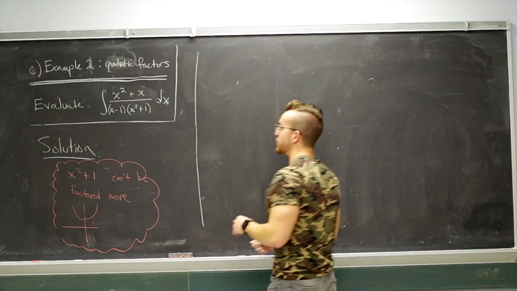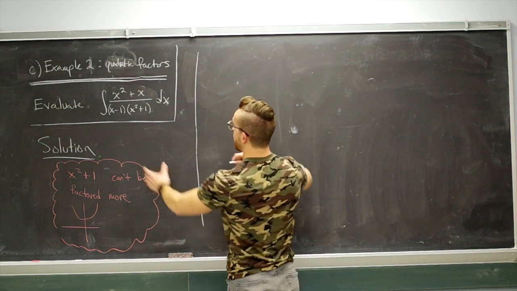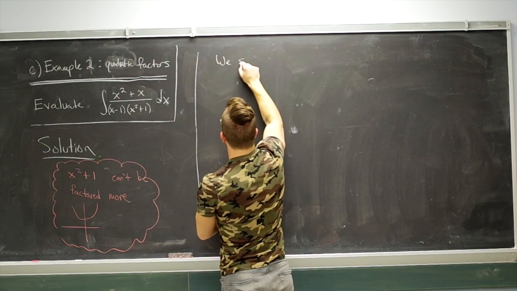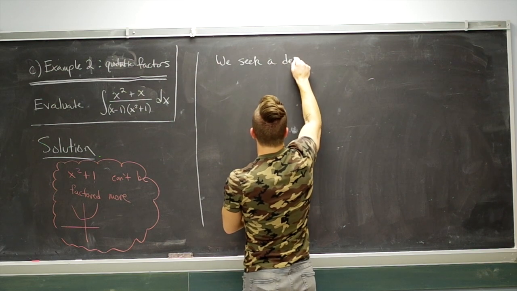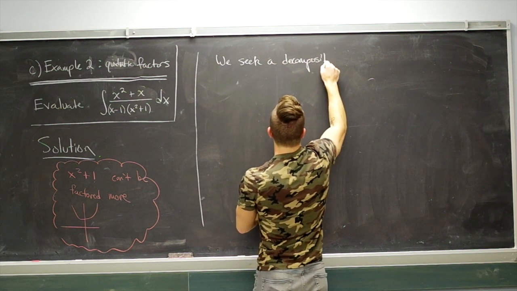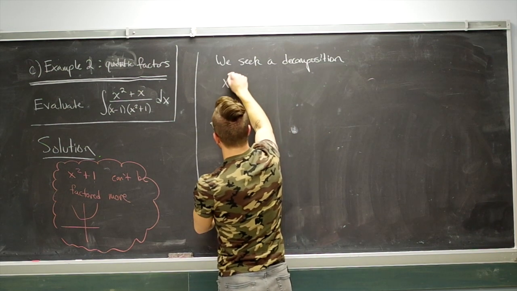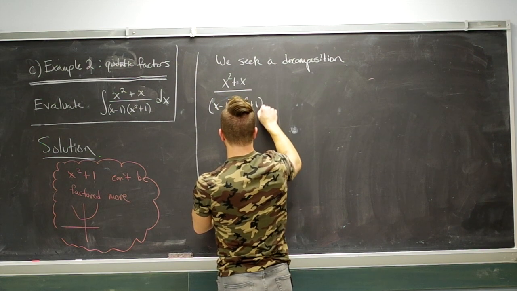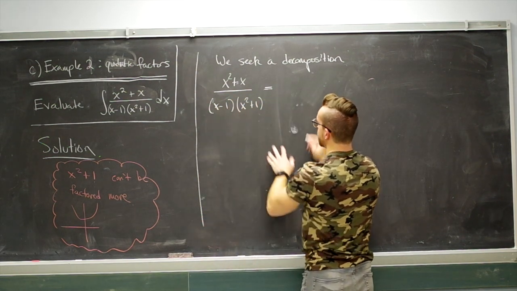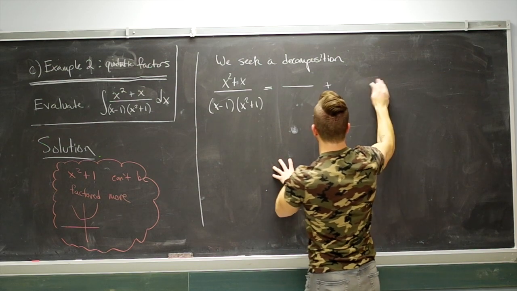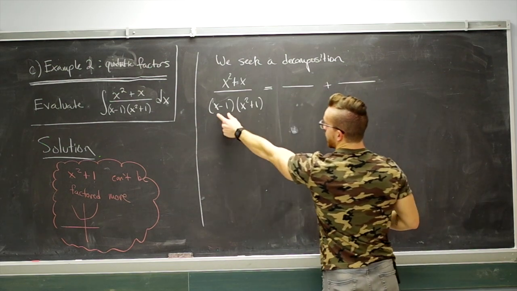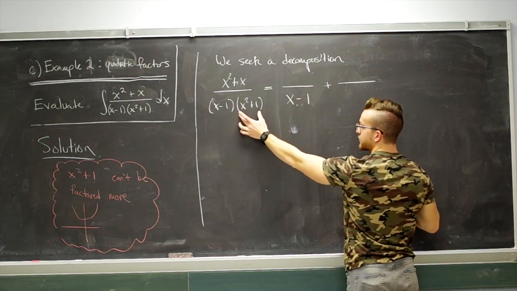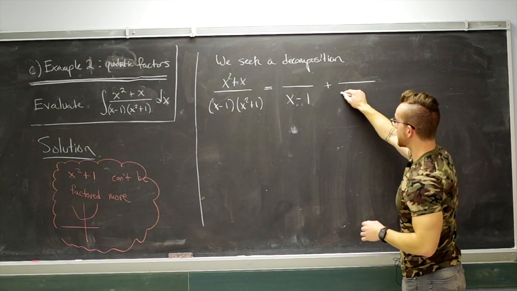Well, let's proceed just like we did in the previous example. We start out by wanting to decompose this into simpler fractions. This time we have two factors again, so I want to split this up into two fractions. One of them will have a denominator of x minus 1. The other one is the irreducible quadratic factor, x squared plus 1.